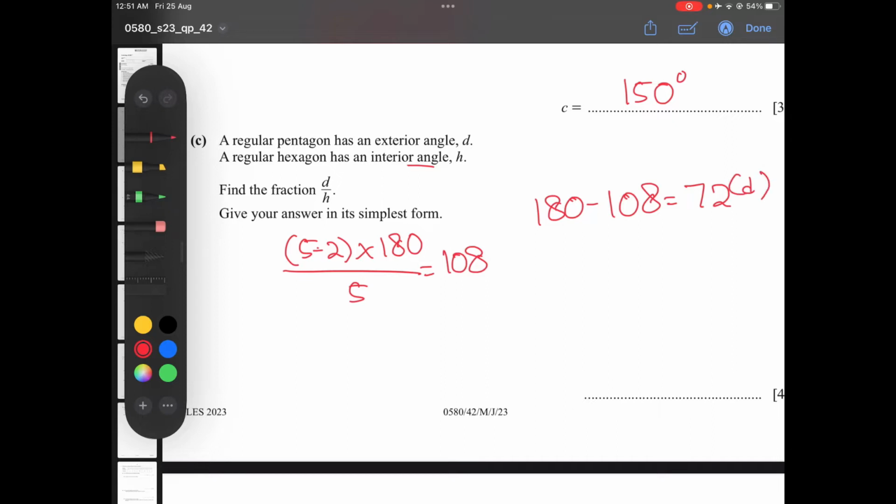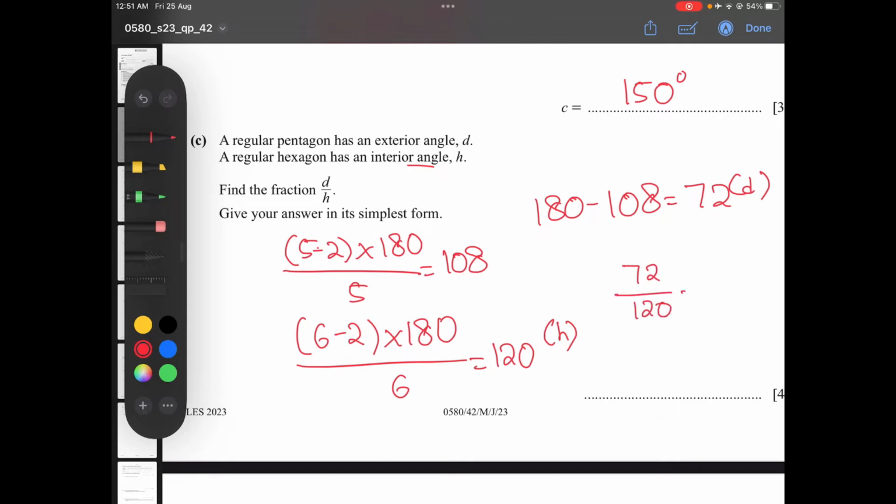Alright. And a hexagon is a 6-sided shape. So (6 minus 2) times 180 divided by 6 is equal to 120. So that's our value of H. If we do 72 over 120, it gives us 3 by 5. So that's going to be the answer for this question.